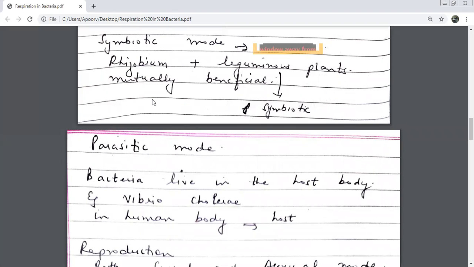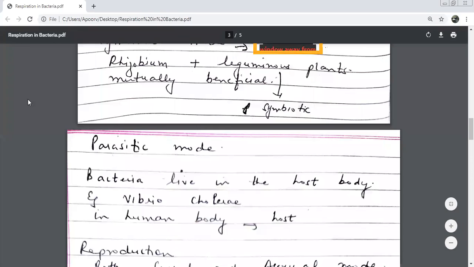What was the last mode? Parasitic mode. What was the example? Vibrio cholerae. What is the host in the case of this? The human body.